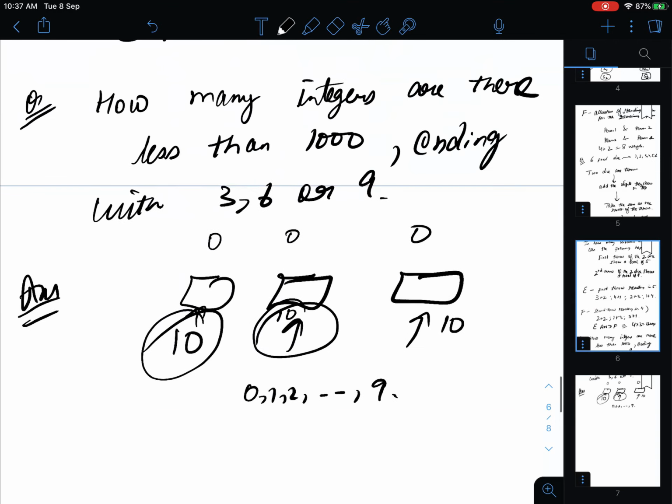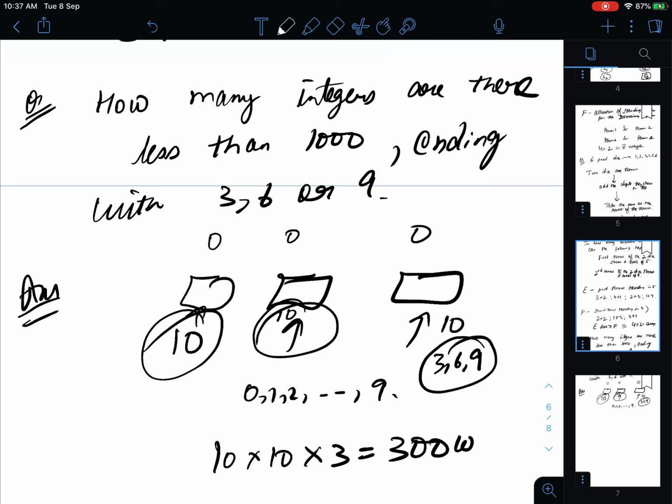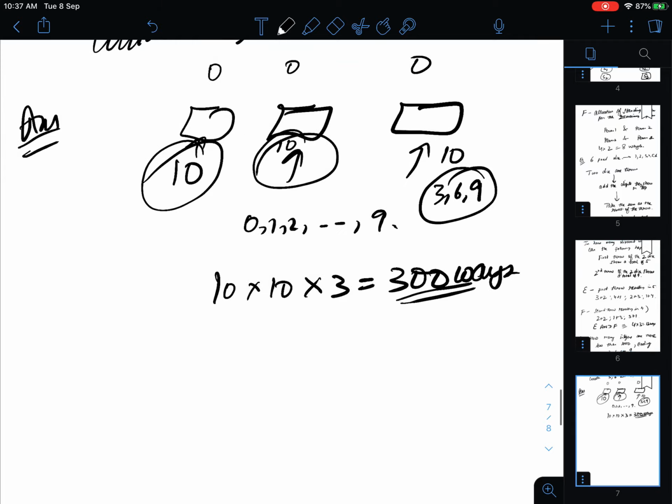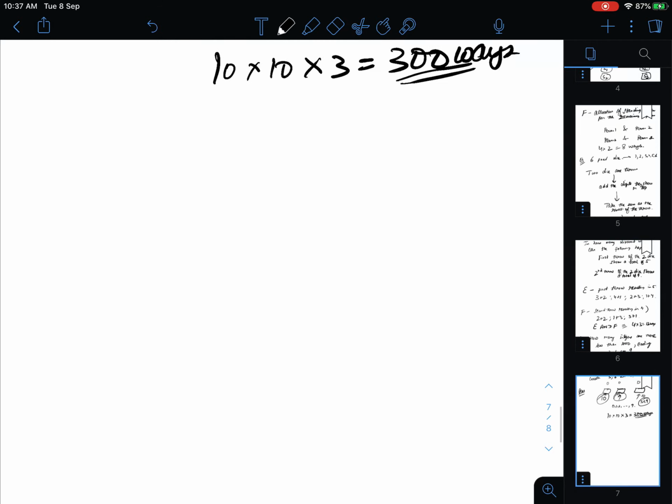So the third place has only 3 choices, which is 3, 6 and 9. Okay. So thus the 3 blank spaces can be filled with 10 into 10 into 3 equal to 300 ways. So 300 is the answer to the problem. Alright. Okay. Moving on.